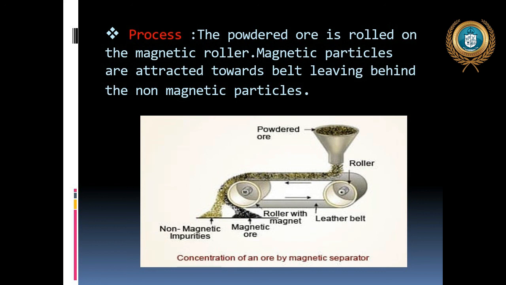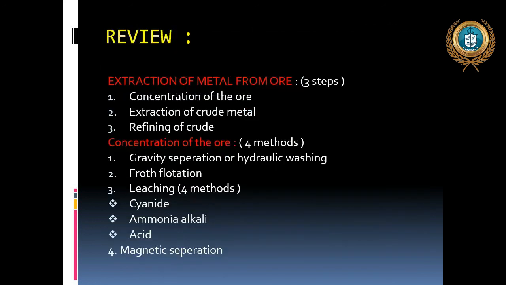So at last, let's see what are the concepts we have seen today. We have seen the extraction of metal from ore. It consists of 3 steps. First is concentration of ore, second is extraction of crude metal, and third is refining of crude metal. So we have seen only the first step, concentration of ore. It has 4 methods. Under this we have seen what is the condition, what is the principle and what type of ores. So these are the things we have seen for every method.